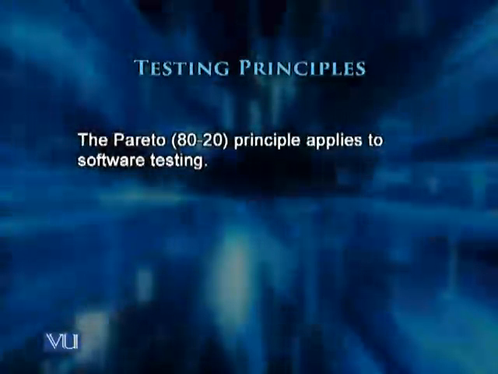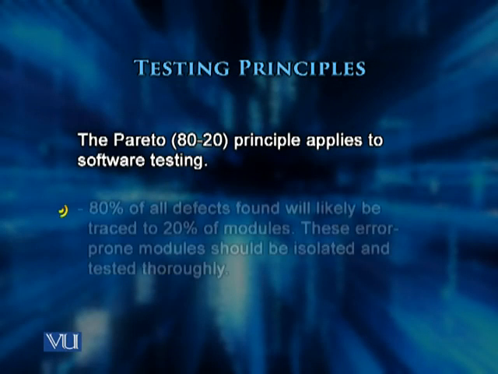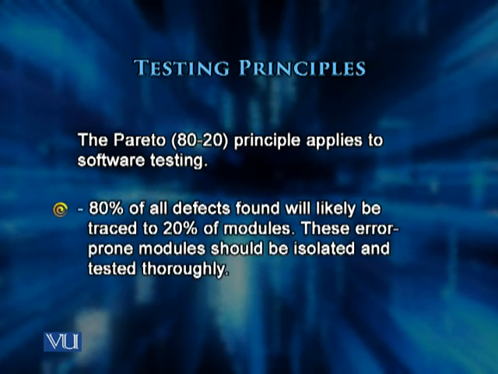We also know that the Pareto principle, that is also known as the 80-20 rule, applies to software testing. Studies have shown that 80% of all defects found will likely be traced to 20% of all modules. These are typically known as error-prone modules, and they should be isolated and tested very thoroughly. And so you would be able to get the benefit of efficiently using your resources and your time.